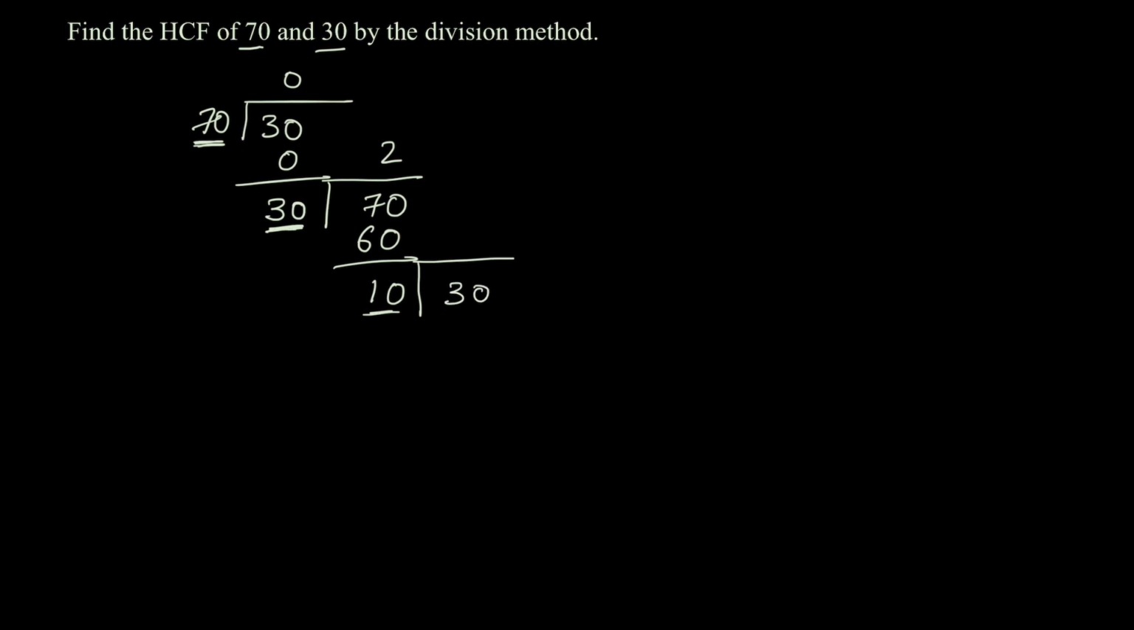Now 10 becomes a new divisor and the previous divisor, which is 30, becomes the new dividend. 10 goes in 30 3 times. 3 times 10 gives us 30. And this gives us a remainder of 0. So the last divisor, which in this case is 10, is the HCF of these two numbers.